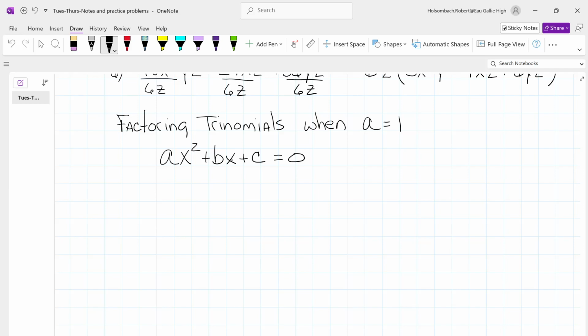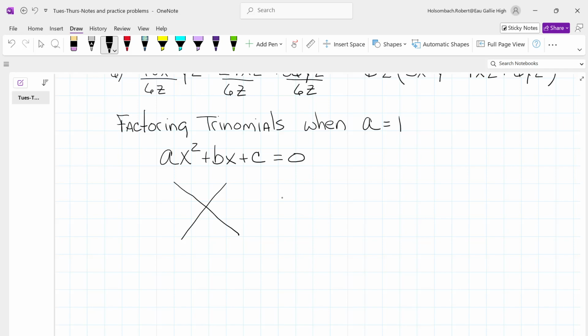The value in front of the x is referred to as the b, and the last term, the constant, is typically a whole number. That would be your c value. So when we're factoring trinomials, we're going to use this little technique where you draw an X on your paper.